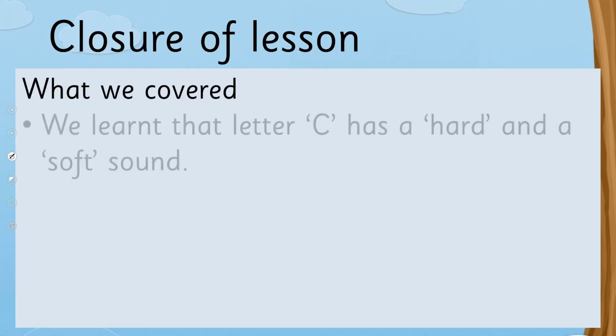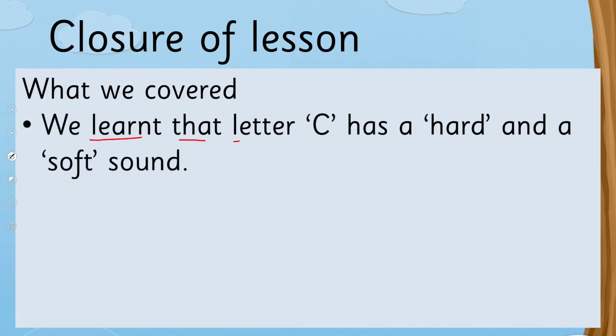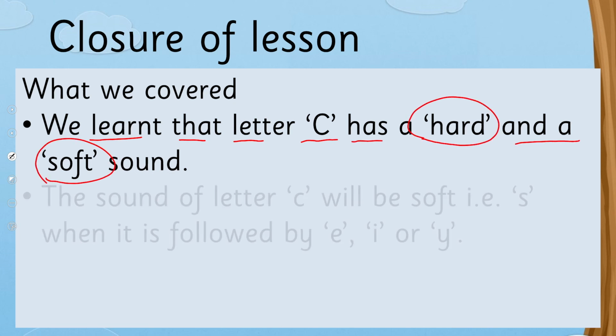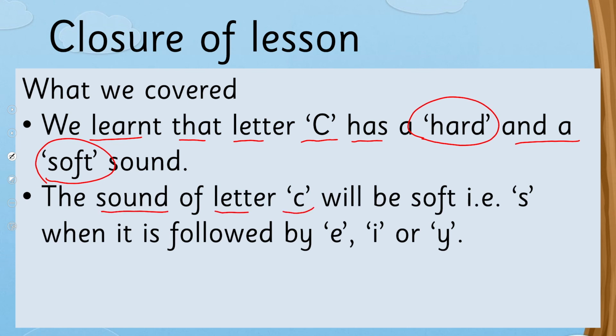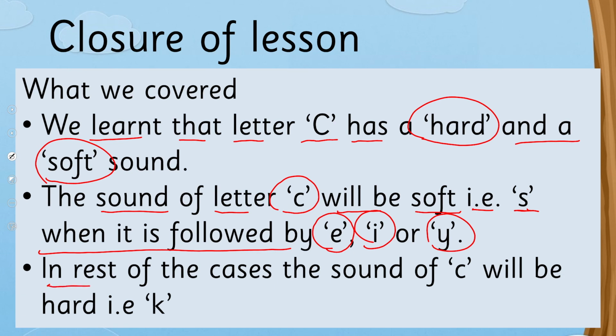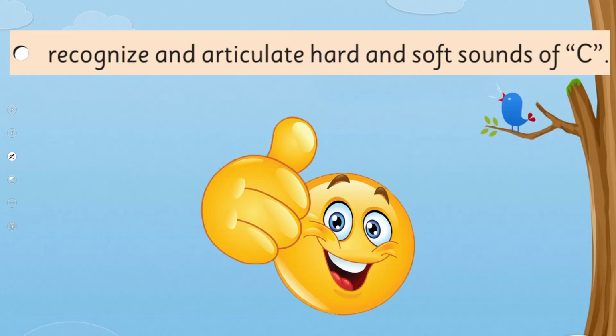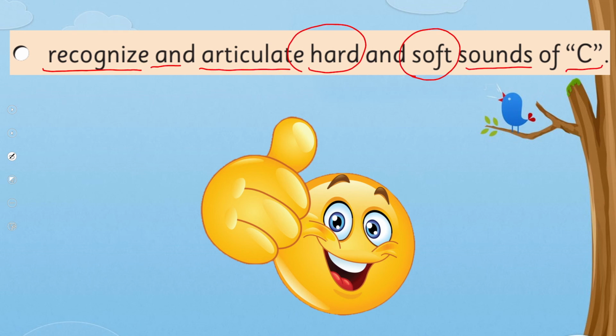So what we have learnt today? We learnt that letter C has a hard and a soft sound. The sound of letter C will be soft, that is S sound, when it is followed by E, I or Y. And in rest of the cases, the sound of letter C will be hard, that is K sound. So in this way, we achieved our SLO to recognize and articulate hard and soft sounds of C.